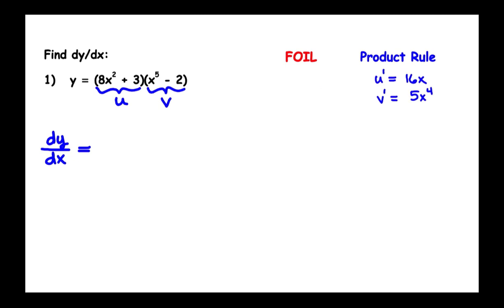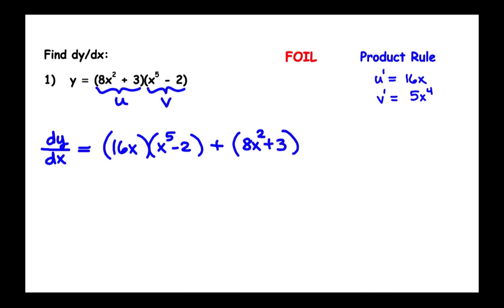The derivative is U prime V. So U prime, that's 16x times V, which I'll just copy down. Okay, U prime V plus U, which is 8x squared plus 3, just copying it, times V prime, which is the 5x to the fourth. All right, that's the answer, but clearly it's not simplified. So let me simplify it up a little bit here.